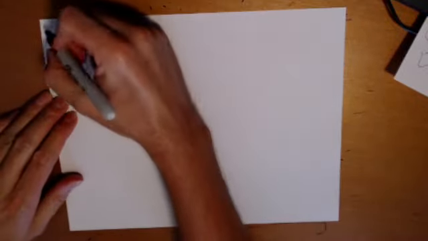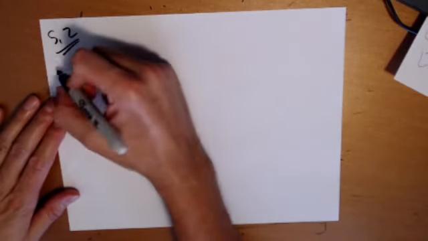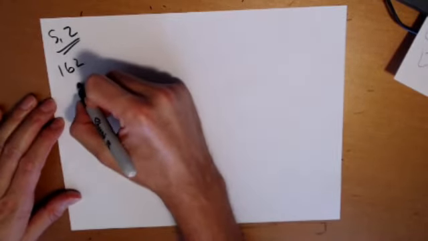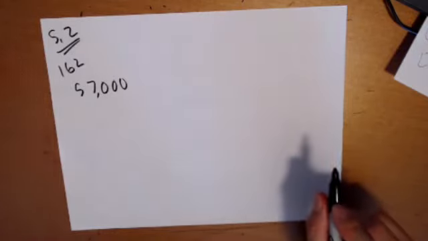Okay, folks, I guess I need to talk about the scientific notation in 5.2. So let's jump to problem number 162. They give us 57,000, and we're trying to turn that into scientific notation. So a little tricky.